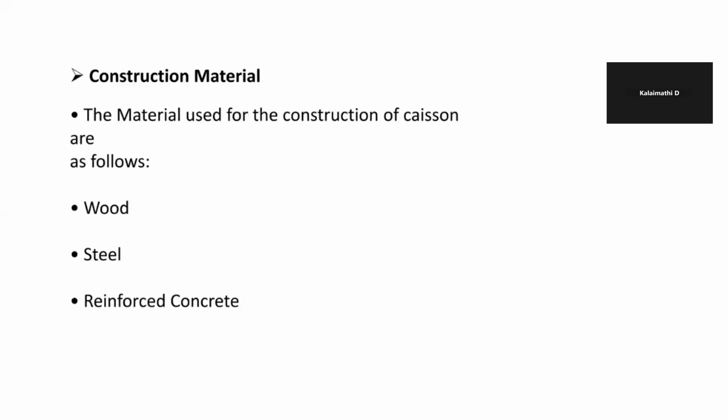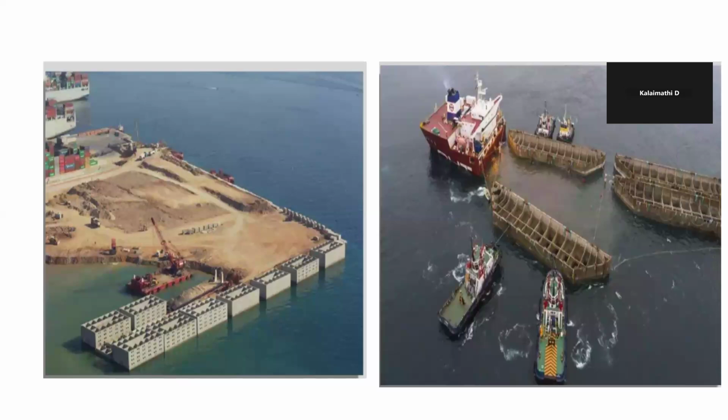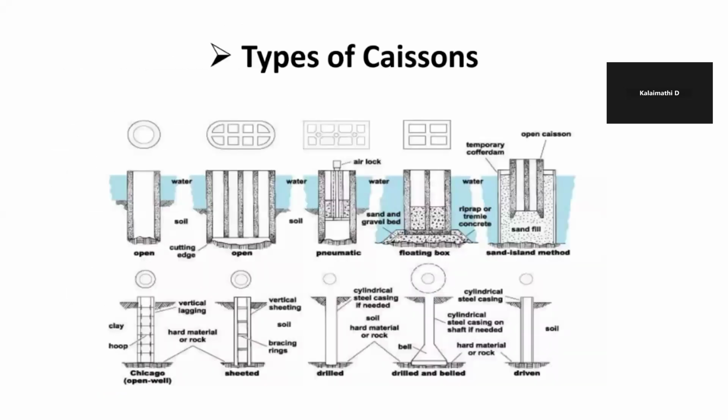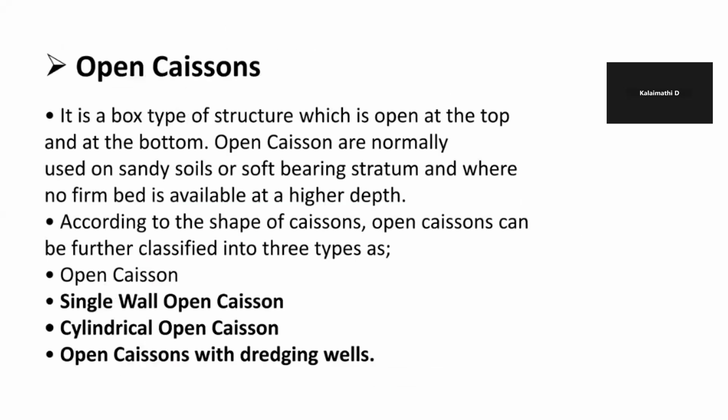And then types, there are three types: box caisson, open or well-type caisson, and pneumatic caisson. So first, let us go for an open caisson. It is a strong watertight vessel which is open.